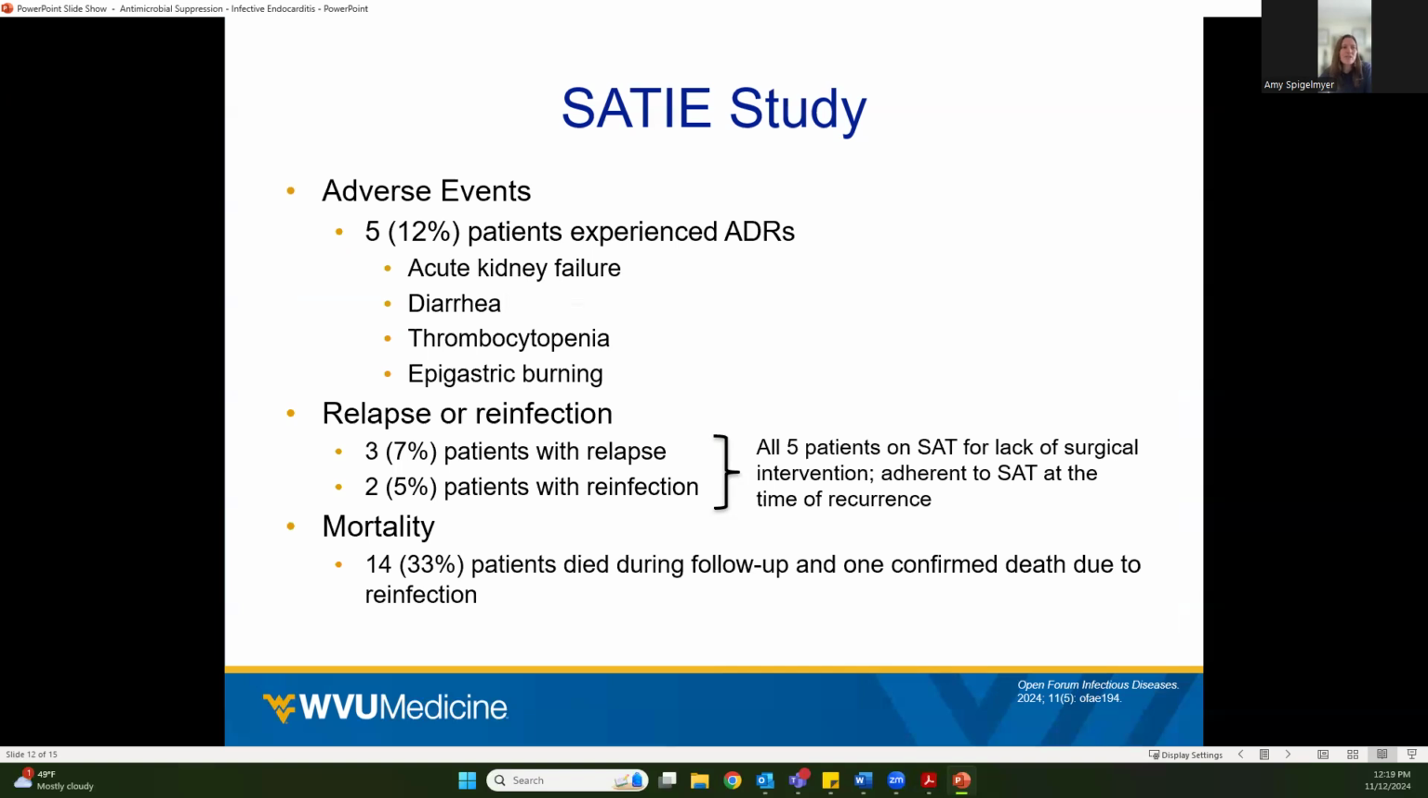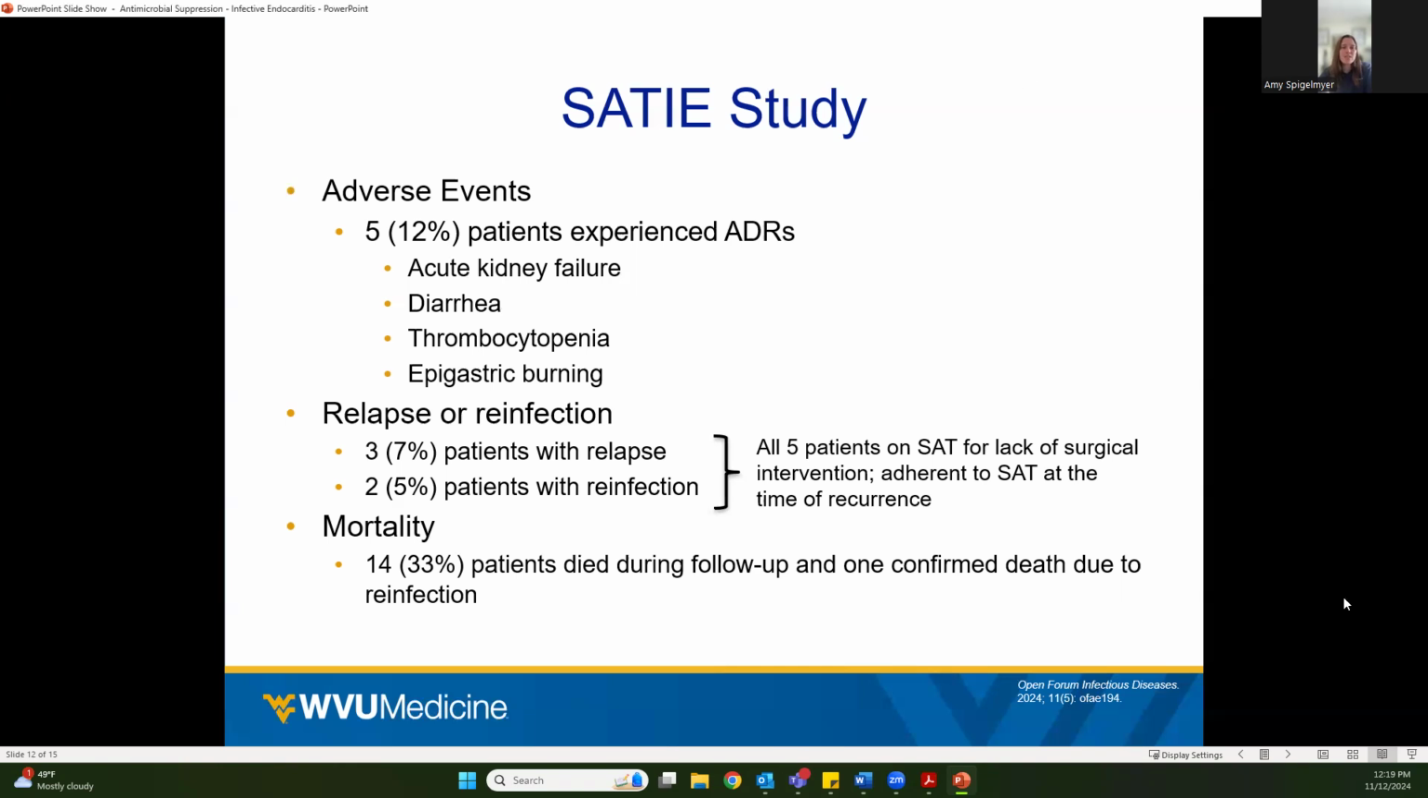5 patients either had relapse or reinfection. So relapse, per the authors, was defined as a further endocarditis episode with the same organism. Reinfection was further endocarditis with a different organism. So 3 patients had relapse, 2 had reinfection.